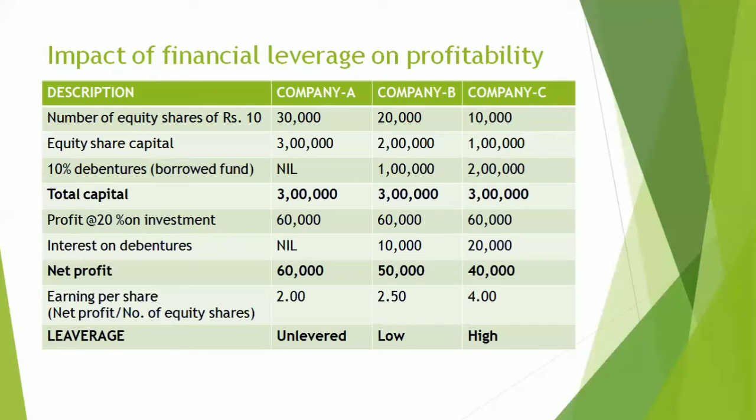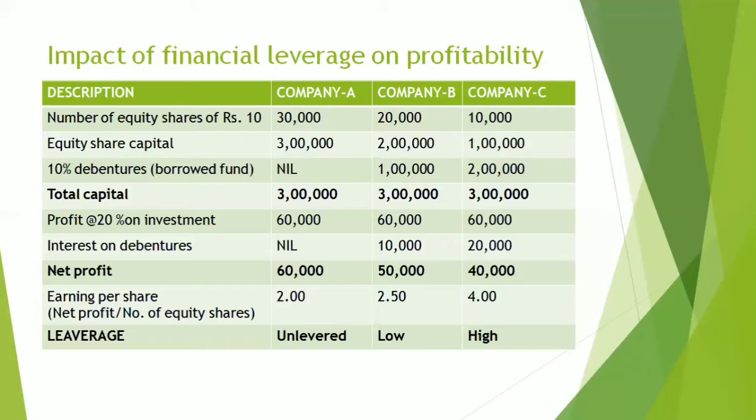Let us understand this with the help of an example. On screen, you can see three companies are given: Company A, Company B, and Company C. Let us understand the impact of financial leverage on profitability. Now, financial leverage means debt in capital structure. So depending upon the debt in the capital structure, it will affect the earning per share of a company. So here three situations are given.